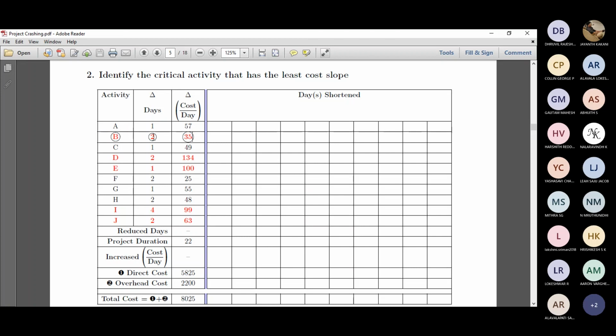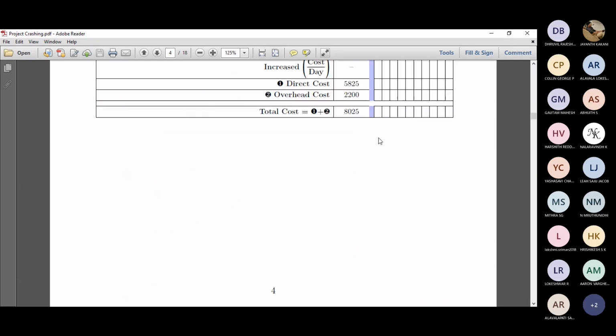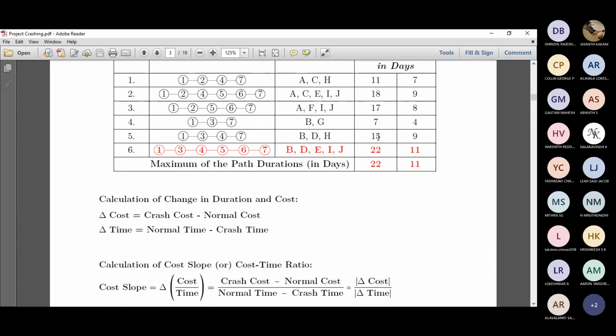And the maximum possible reduction is 2 days. How do we get this 2 days? Normal duration minus the crash duration. Let's go to the table itself.